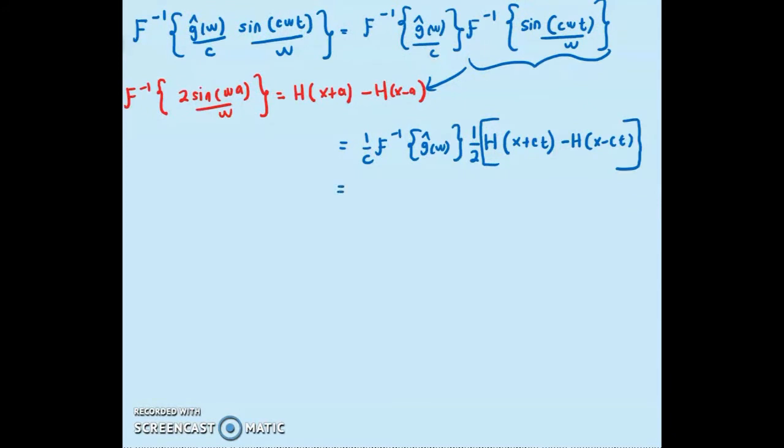Continuing, I can take 1 over 2 outside, so I have the inverse of g hat omega multiplied with this whole thing, which I can denote as h hat omega. We haven't transformed this yet, so I'm going to call it the Fourier inverse of h hat omega. Now we can use the convolution theorem.